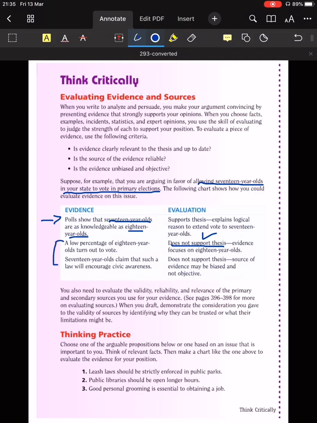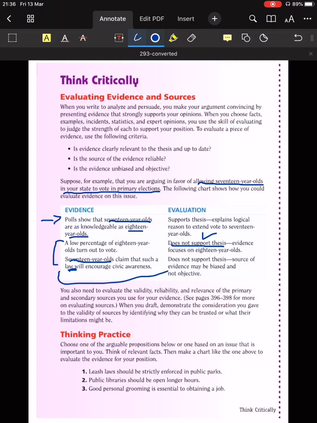17-year-olds claim that such a law will encourage civic awareness. Okay, now, yes, it does talk about 17-year-olds and the law, which will help them have a greater part in choosing who represents them in the primary elections. Yet, there is a tiny little problem. It is only biased towards the objective.